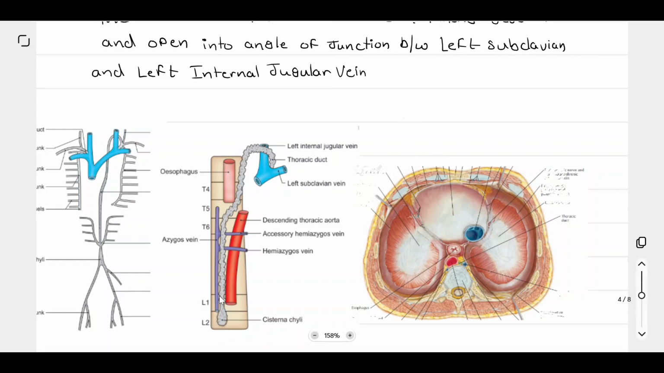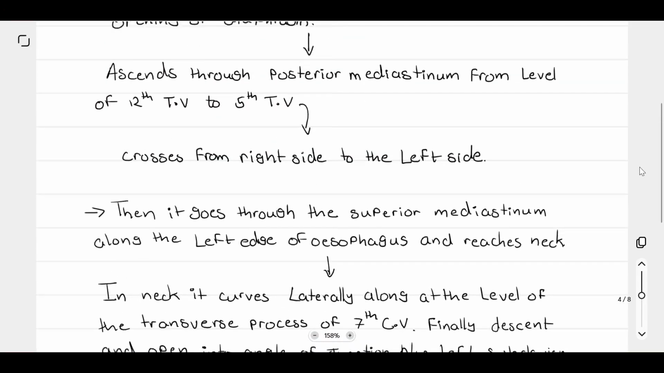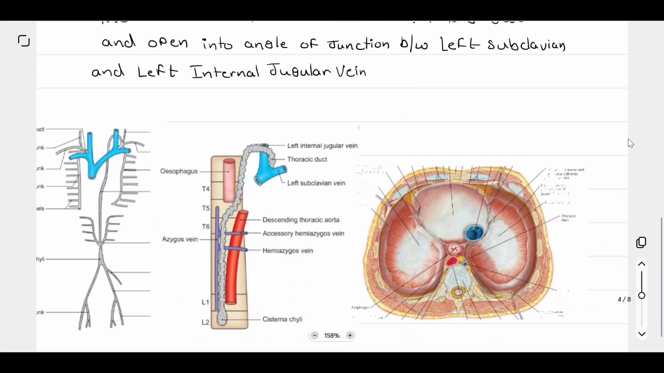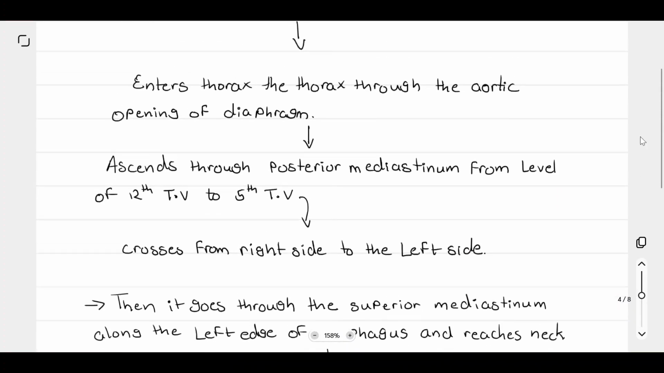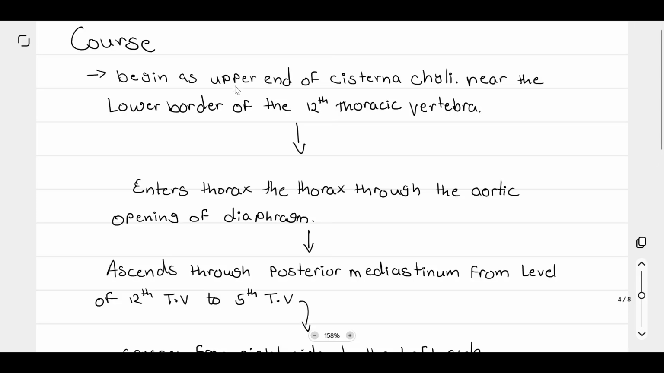It starts from the cisterna chyli at the 12th thoracic vertebra. The vertebra above lumbar one is our 12th thoracic vertebra. So what is the cisterna chyli? It is nothing but a pouch, a sac, where the lower lymphatic vessels drain, which is called the cisterna chyli, near the lower border of the 12th thoracic vertebra.